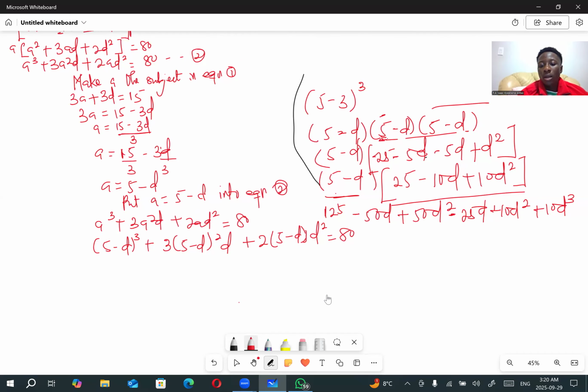Then D squared is here, D squared is here, right? Is this minus? No, I think I've made a mistake. Minus 25D plus, oh yeah, it's correct. Okay, so if you have to simplify this, let me isolate this for you.